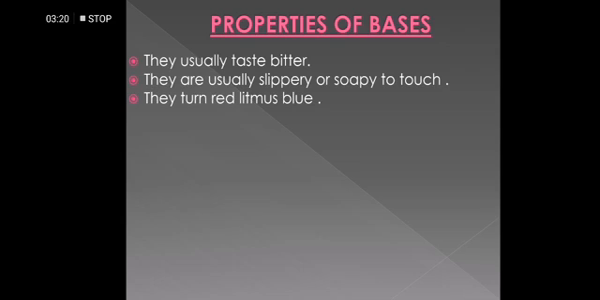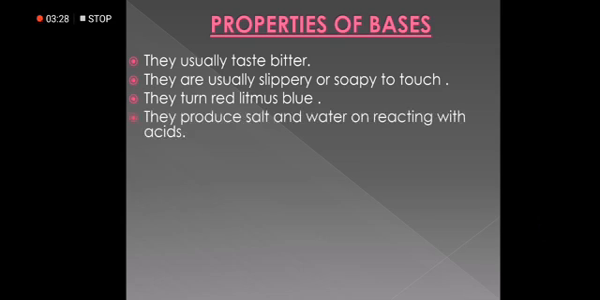We will discuss about the indicators, that is the litmus paper, again in detail when we talk of indicators in the same chapter. Another important property is they produce salt and water on reacting with acids. When an acid and a base react, salt and water are produced. This is also what is called a neutralization reaction. We will be discussing in detail about neutralization also in the same chapter.